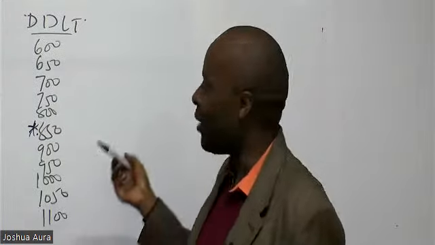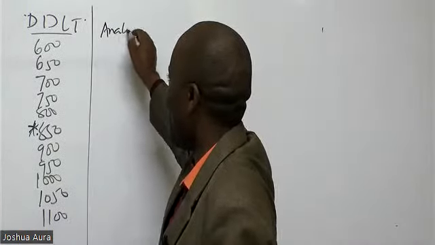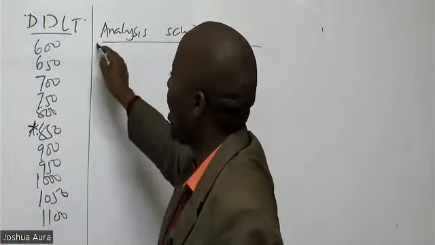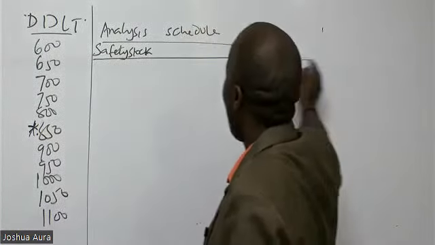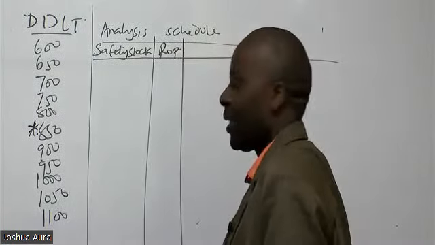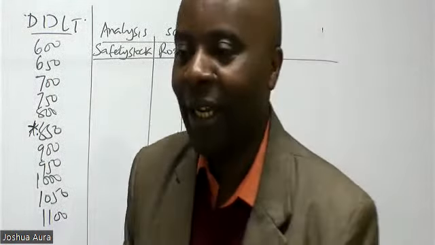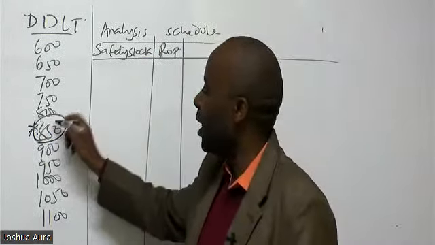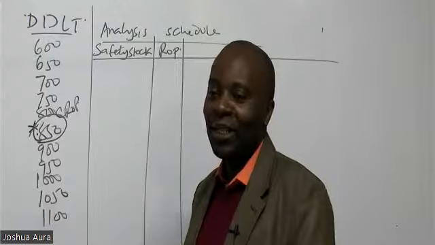Once I've been able to attack that, I'll come and do a very special table, call it an analysis schedule. Now you are getting used to it, you must start with the column of safety stock. We have the column of reorder point, ROP. Always start with ROP. I would call this the current ROP, very important. The current ROP marks my beginning point.